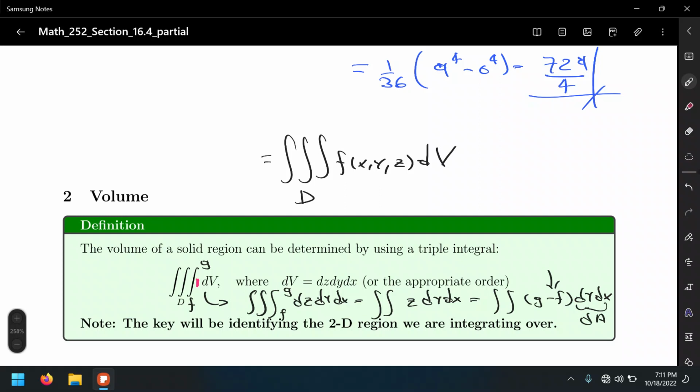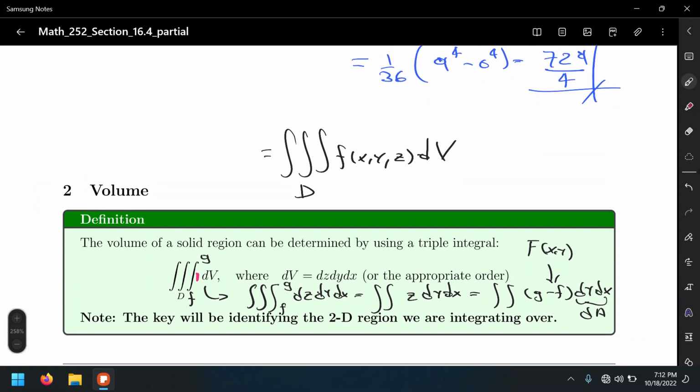And what is this g minus f? That's just another function, isn't it? Which is the function f of x, y that we integrated to get the volume, right? So that's how this triple integral gets related with the double integral. We can create an identity, if you will. We can say that the triple integral with a 1 in the integrand dV is exactly the same as the double integral of f of x, y dA.